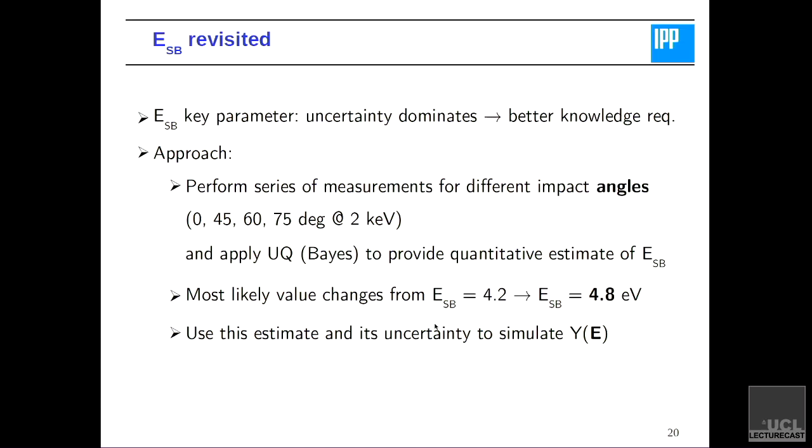That then provoked Udo to look at whether we can quantify this binding energy better by comparison of the code results with particular measurements. In this particular case, the idea was to redo measurements for 4 different angles at a particular energy, and then apply the UQ methods to try and calculate that. And then in doing that, the most probable value of ESP, which originally we had was 4.2, shifts to somewhat higher energies, 4.8, and then we can look at how this would change the graph I showed you earlier.